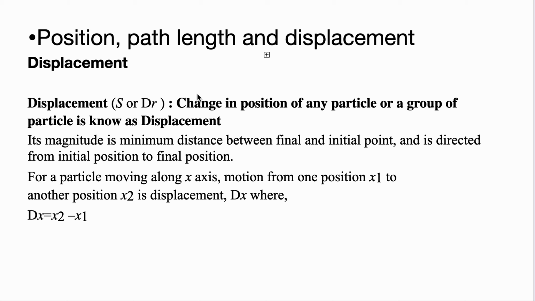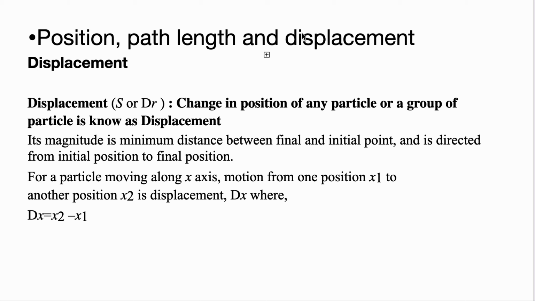Displacement is the change in position of any particle or a group of particles. I'll give you the best example. Displacement is a vector quantity where it has both magnitude and direction.